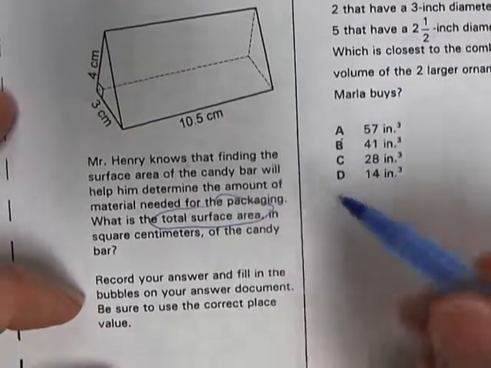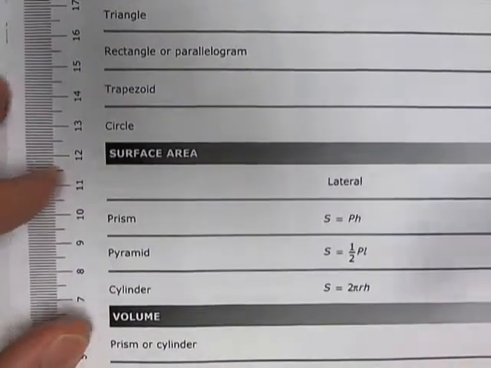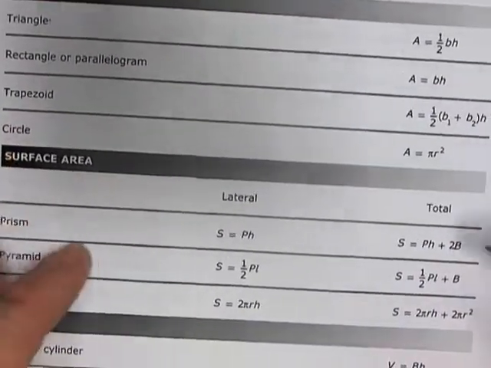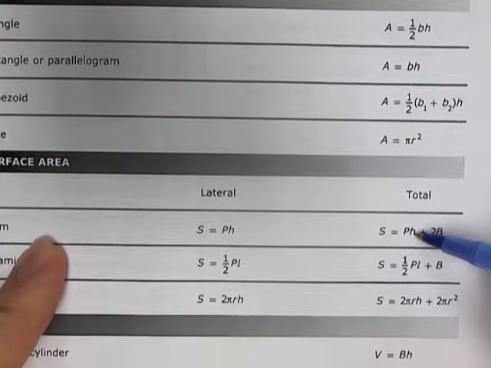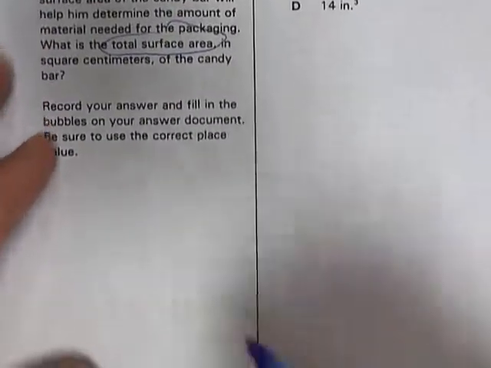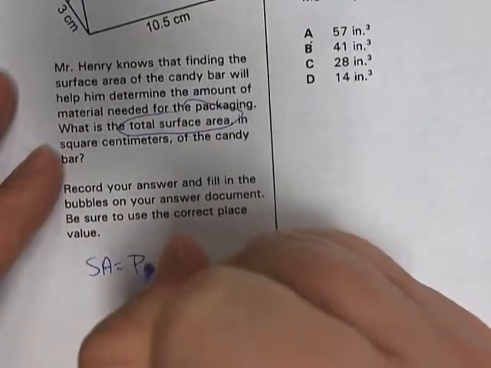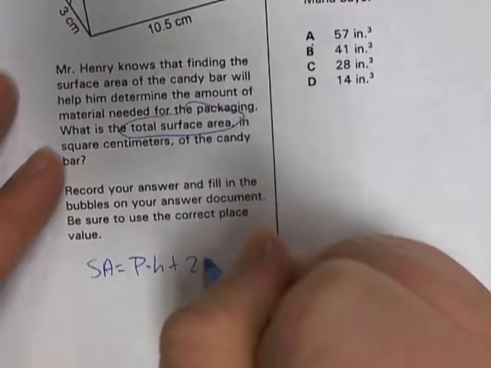Okay, so we need to find the total surface area. So let's take out our math chart and find the formula. We know for a triangular prism, the total surface area is the perimeter of the base times the height plus 2 times the area of the base. So let's write down that formula.